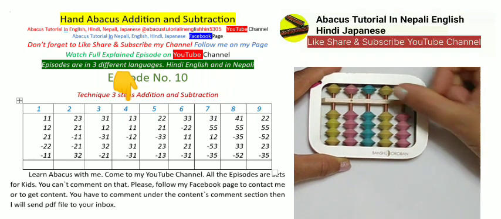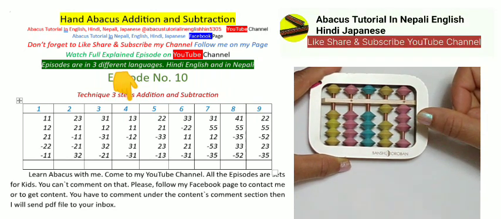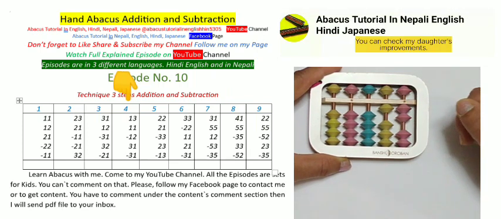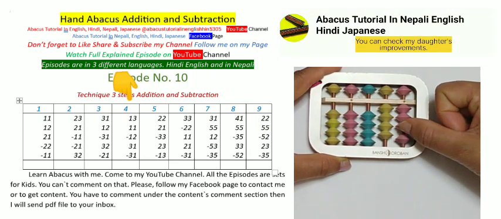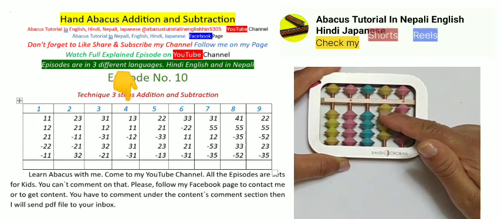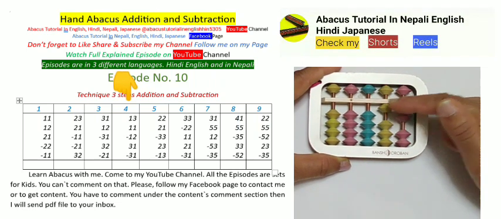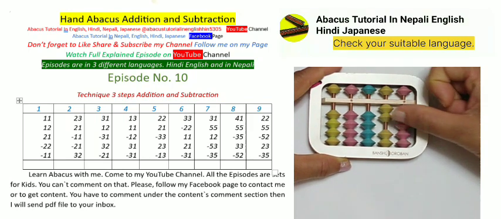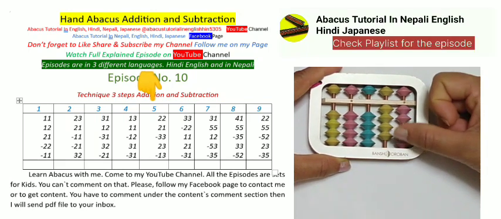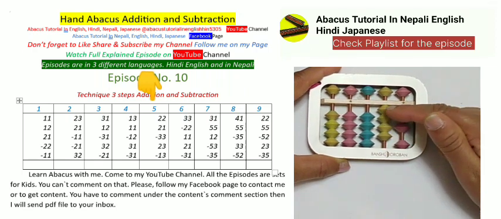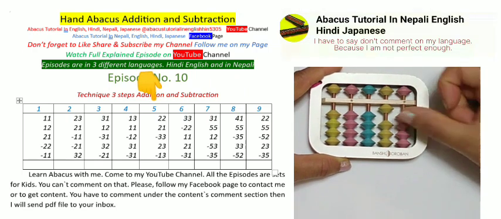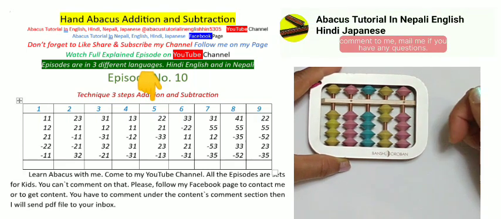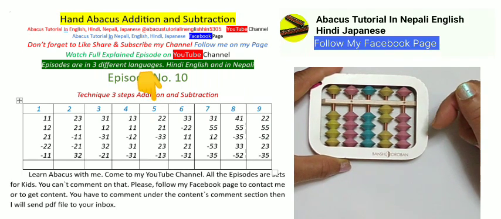Question number 4. Place 1, 3, 13. Place 1, 1, 11. Minus 1, 2, 12. Place 3, 1, 31. Minus 3, 1, 31. 1, 2, 12 is your answer. Question number 5. 2, 2, 22. 2, 1, 21. Minus 3, 3, 33. Place 2, 3, 23. Minus 1, 3. And 2, 0, 20 is your answer.